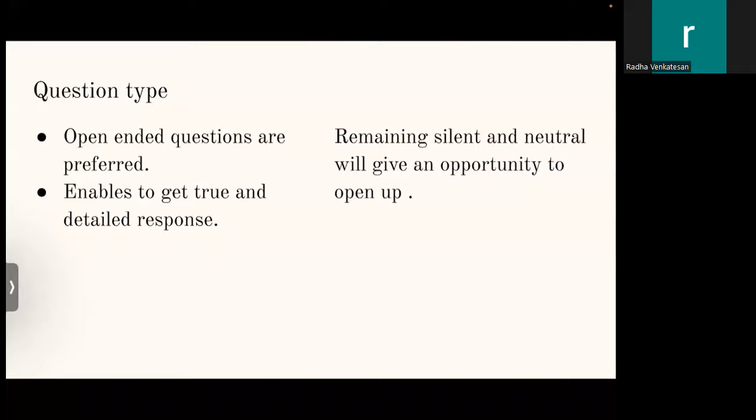Okay. Next thing is, sometimes remaining silent and neutral will also be very good, because as you're asking, if you give them some time, they themselves will try to come up with something which is deep down in their heart. Or they might not even have thought of telling that, but by you giving them some time and staying silent, you may get some very confidential information also, which they would want to share. Because why do they want to share? They want to get some solution for it.